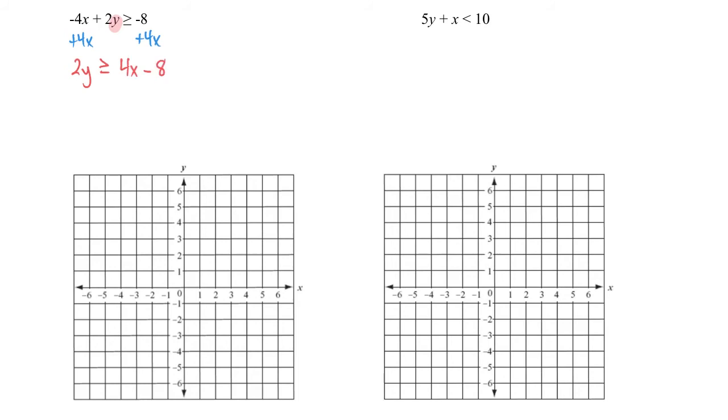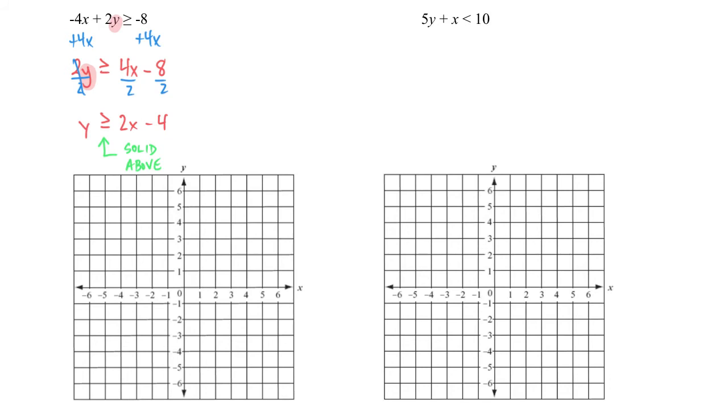And then again, I'm trying to get y by itself, so I'm going to divide everything by 2. And that's going to give me y is greater than or equal to 2x minus 4. Now at this point, you should know that that means that we have a y-intercept of -4 and we have a slope of 2, which is up 2 over 1. If you still need to write down those things, go ahead and do that. I'm going to write down that that symbol tells me I have a solid line and I'm shading above the line.